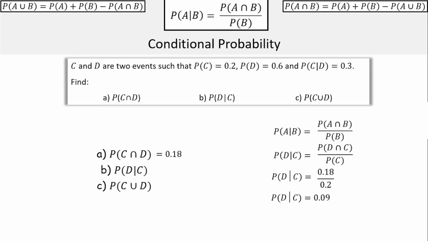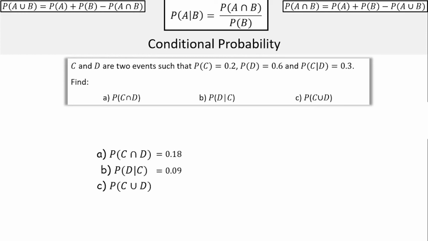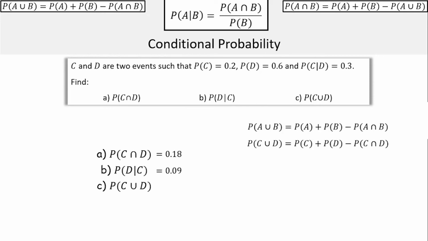And lastly, here we're just asked to find the union. Well, I already know a couple of givens. I know the intersection, and I know the probability of C and D, so this goes back to one of the original addition formulae, and I'll just substitute into it. That gives us 0.62.